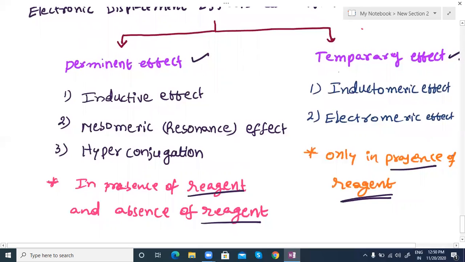So I hope you understood the importance of electronic displacement and effects. In the next video, we can study the inductive effect onwards, each effect and its importance and applications. Everything we are going to discuss in coming videos.